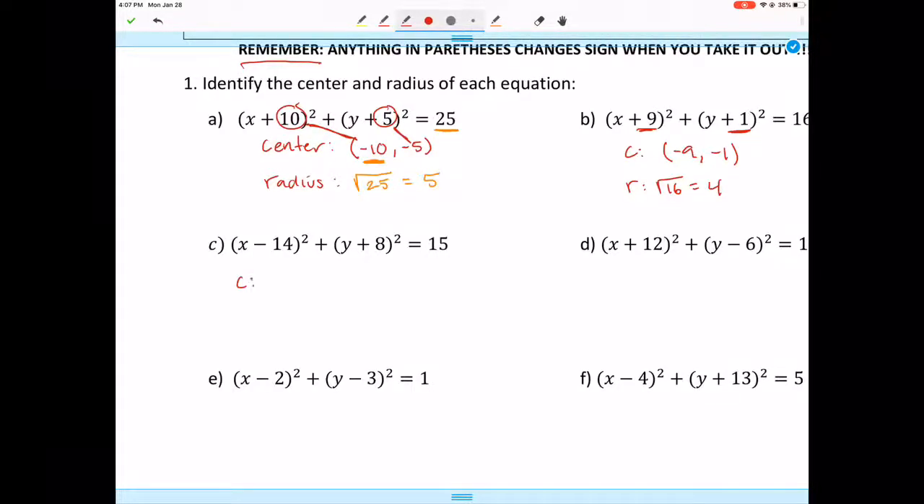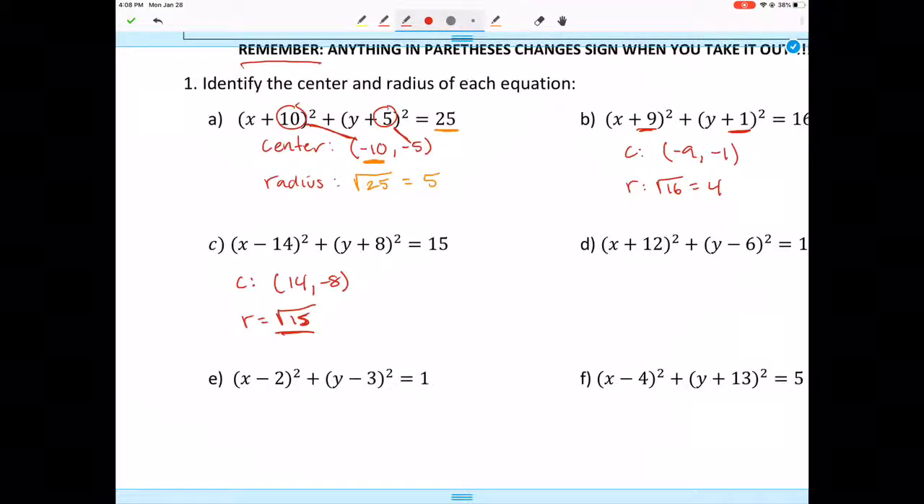Okay, so our center here will be 14, -8. And our radius will be the square root of 15. Now you may say, well, that's not a perfect square. And you're right, it's not. And you can leave it at that.